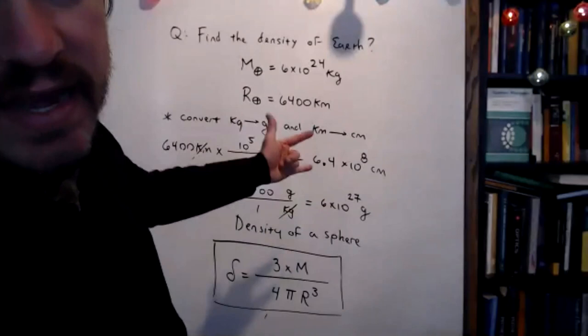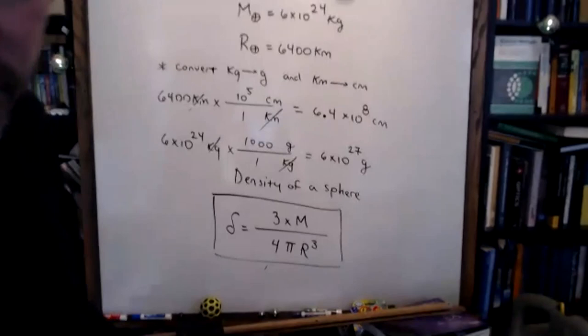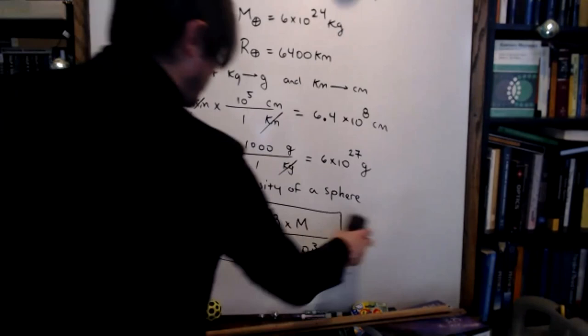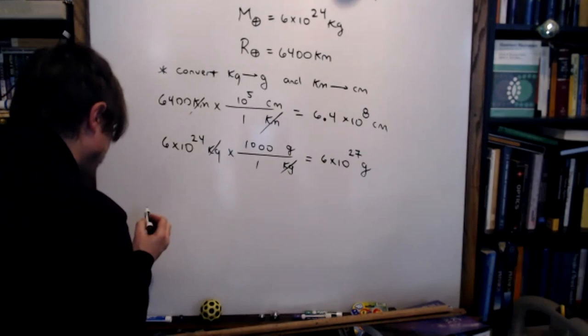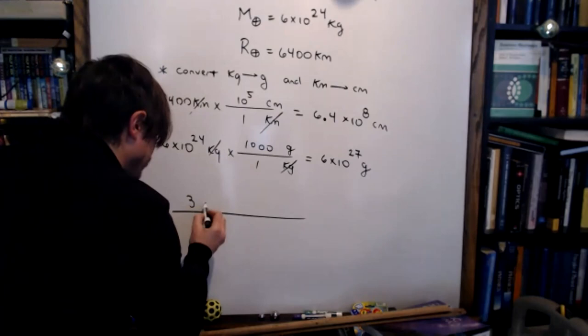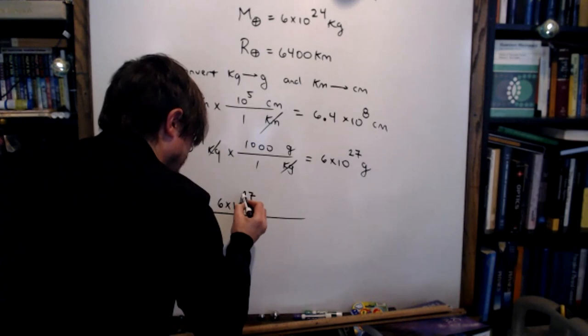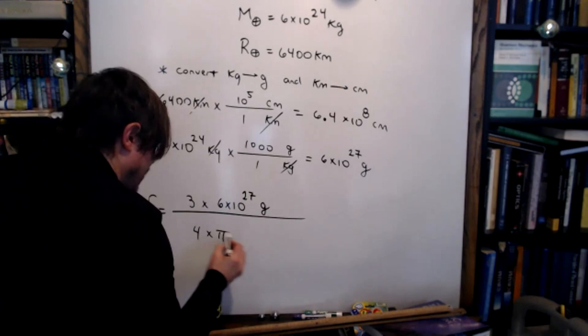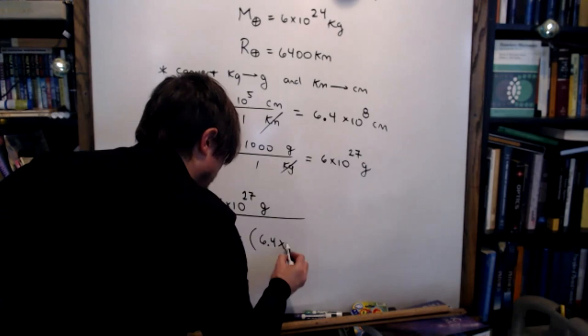And now, Jake, we can plug in. They call it plug and chug when you plug into the formula. So I guess I'll set it up down here. For the density of Earth, we have 3 times 6 times 10 to the 27 grams divided by 4 times pi times 6.4 times 10 to the 8 centimeters cubed.